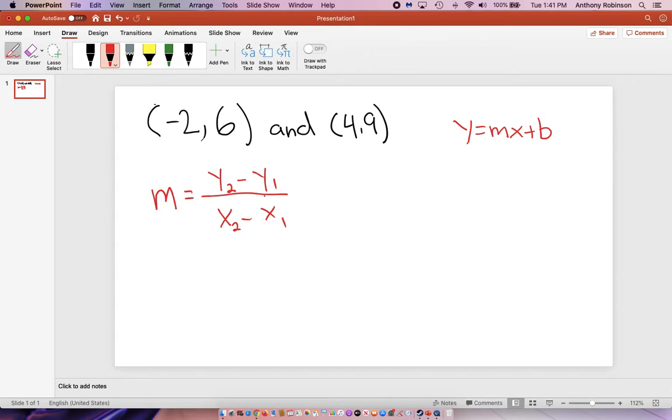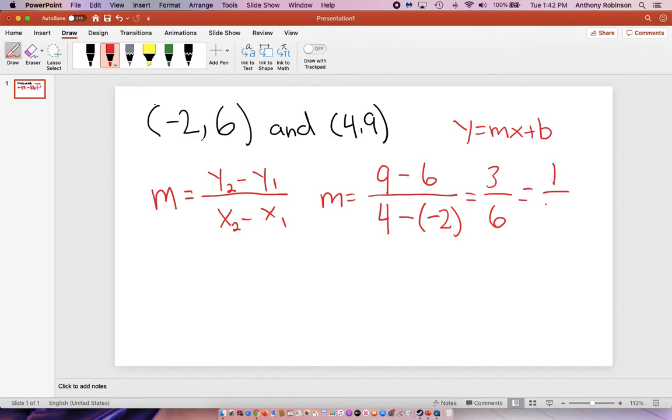So we have m equals, I'm going to say 9 over 4. That's this point right here, taken care of. Now we're always going to subtract, so it's minus, minus. On the top, I'm going to put 6. On the bottom, I'm going to put in parentheses negative 2. Now when I simplify that, I'll get 3 over 6. Remember, when you're subtracting a negative, it's the same as adding. I'm going to go ahead and simplify that fraction to 1/2.